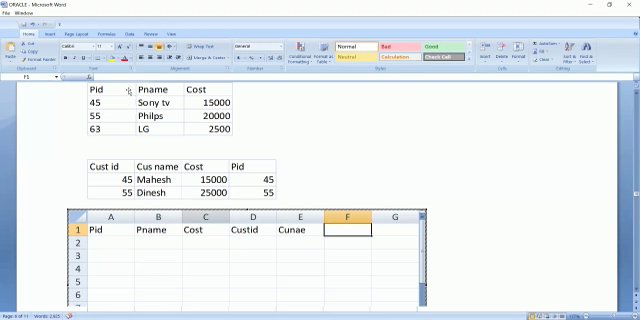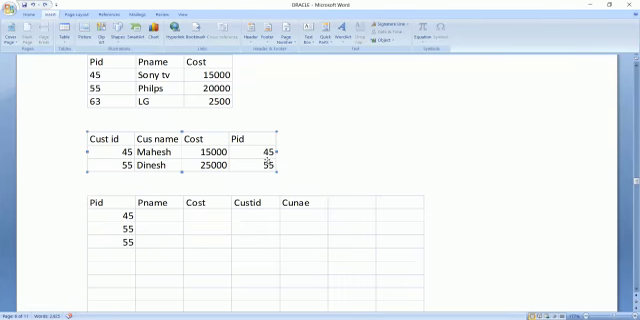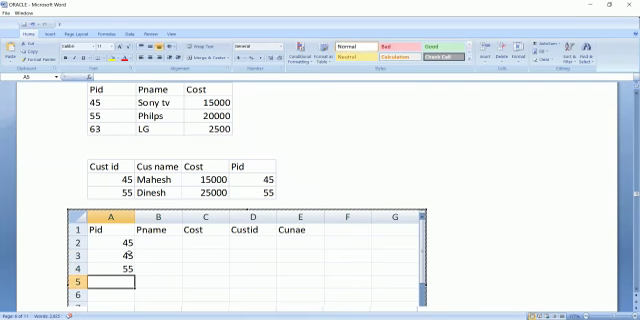How many rows are there? 1, 2, 3. Three rows are there. Here 1, 2, 5 rows. So it will merge and combine together, so that it will become 45, 55. Again you will get another 55 because we have another 55 here. Okay. Here 55 is there, and you will get 45s, 55s, and so on.